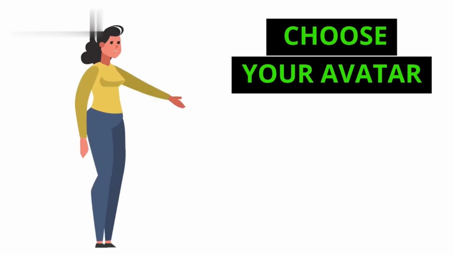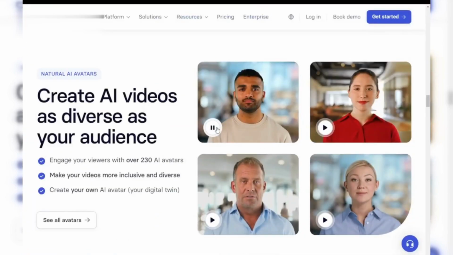Step 3. Choose your avatar. Once you've logged in, navigate to the avatar selection page. Synthesia offers a variety of pre-designed avatars that you can customize. Pick one that fits your YouTube channel's theme or audience.